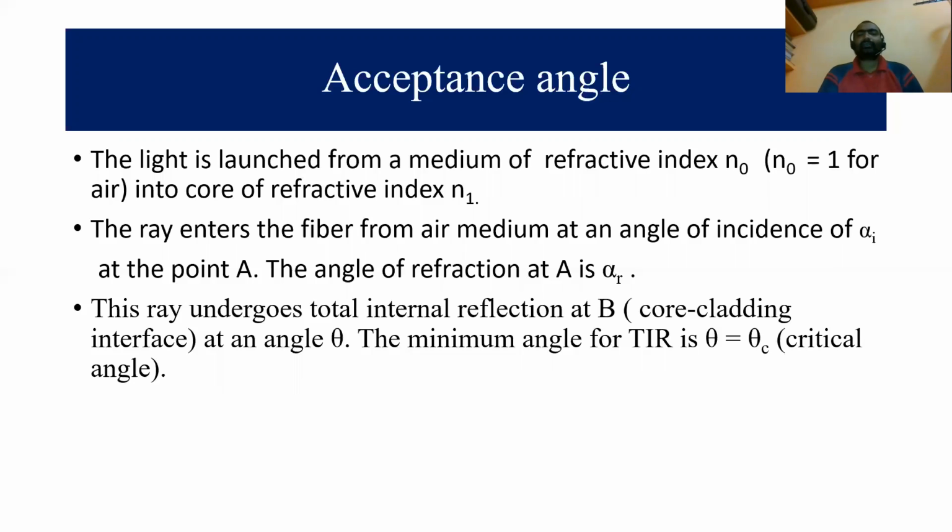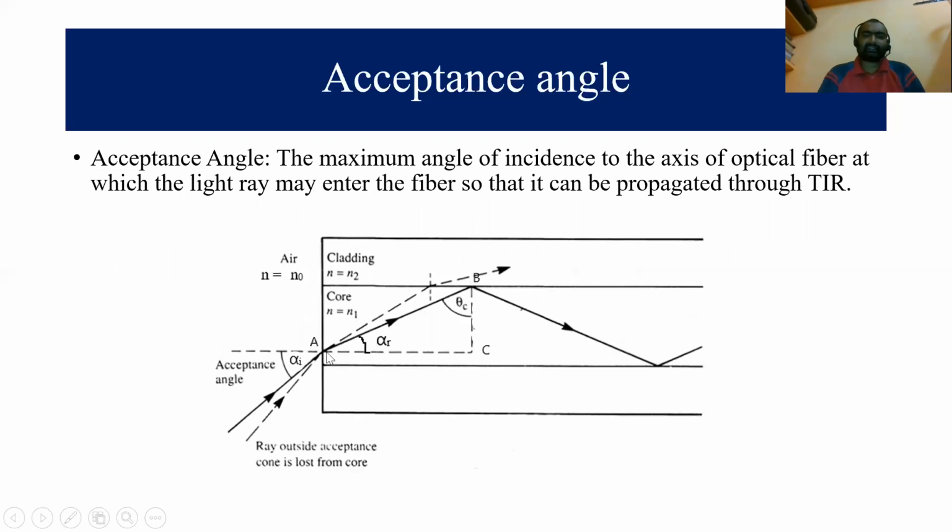This ray undergoes total internal reflection at B at an angle theta. The minimum angle for total internal reflection is theta equal to theta c, which is the critical angle. So this refracted light ray goes to the core cladding interface. Here core ends and cladding starts. This particular region is called the core cladding interface. So at the core cladding interface, if this angle of incidence theta is greater than critical angle, then this light ray undergoes total internal reflection.